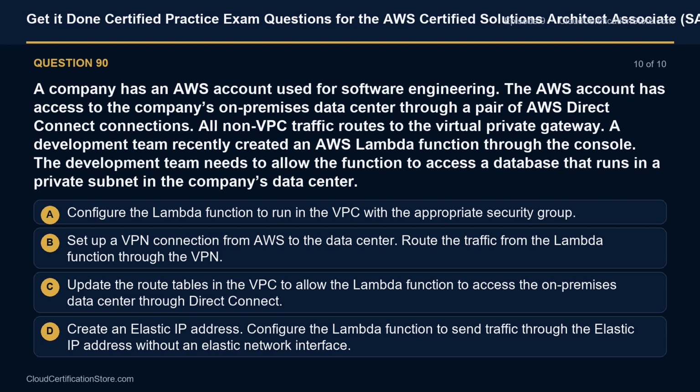Option A: Configure the Lambda function to run in the VPC with the appropriate security group. Option B: Set up a VPN connection from AWS to the data center. Route the traffic from the Lambda function through the VPN. Option C: Update the route tables in the VPC to allow the Lambda function to access the on-premises data center through Direct Connect. Option D: Create an Elastic IP address. Configure the Lambda function to send traffic through the Elastic IP address without an elastic network interface.